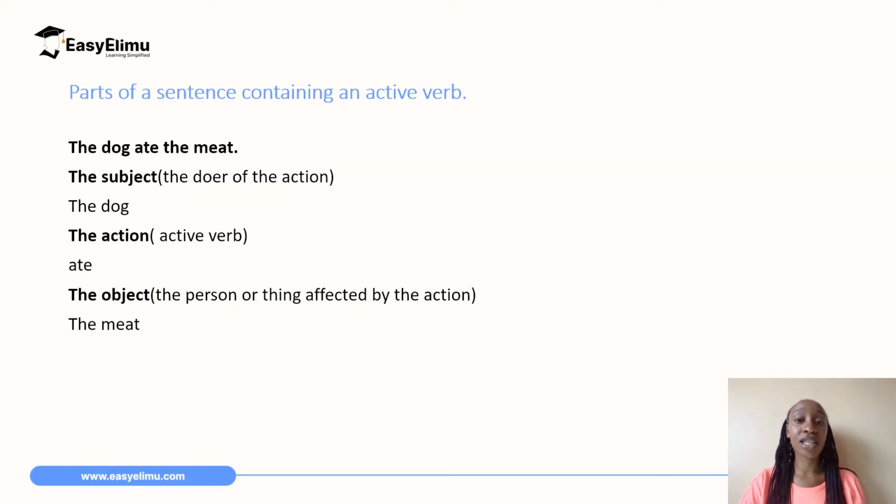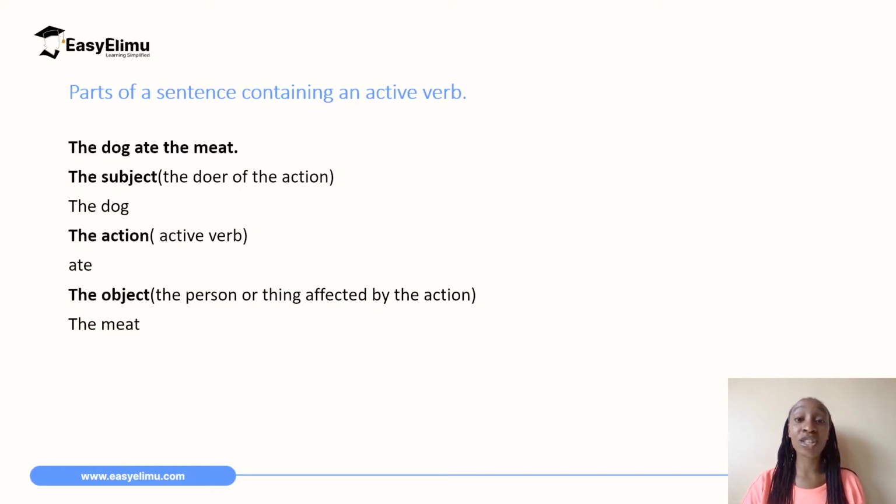So when we look at that sentence, the dog ate the meat. In the previous slide, I have mentioned subject, I have mentioned verb, I have mentioned object. So we are going to use this sentence to learn what is the subject, what is the verb, what is the object when it comes to a sentence. The subject, when we talk about subject, we're talking about the doer of the action. Who does the action? So in that sentence, our subject is the dog. Our doer of the action is the dog.